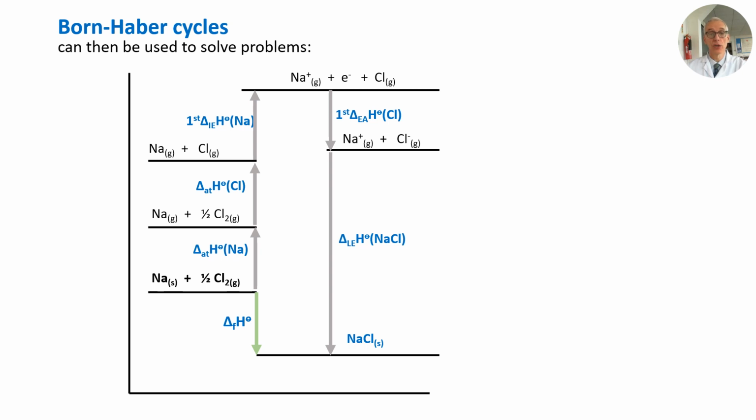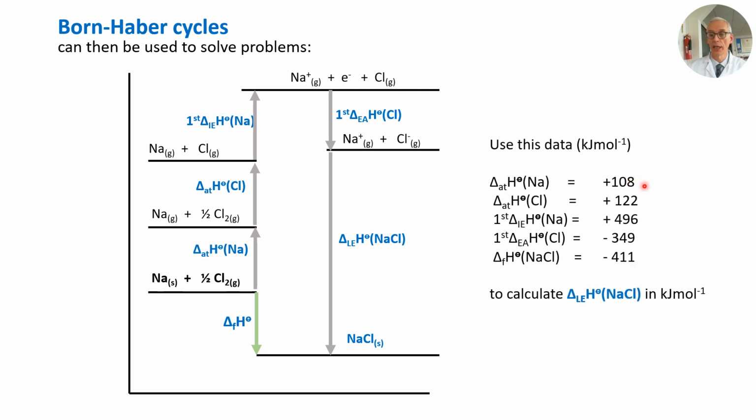So we can now use a Born-Haber cycle to solve a problem, such as: what is the value of the lattice enthalpy of sodium chloride? Obviously we need some data to work with. So we've got the enthalpy of atomization for sodium and for chlorine. We've got the first ionization energy of sodium, the first electron affinity for chlorine, and the enthalpy of formation for sodium chloride. So that data can be used to calculate the lattice enthalpy for sodium chloride. Pause, attempt that calculation, come back to check.